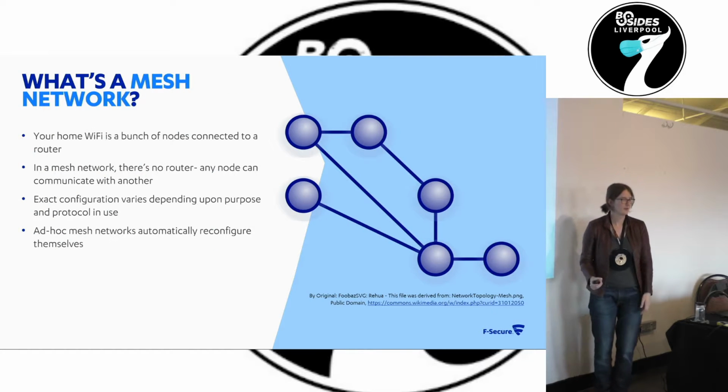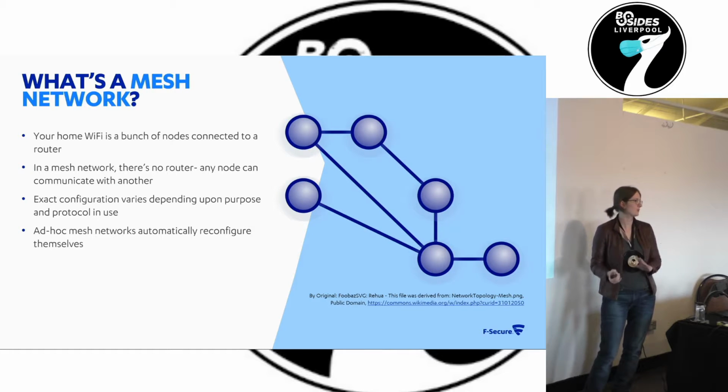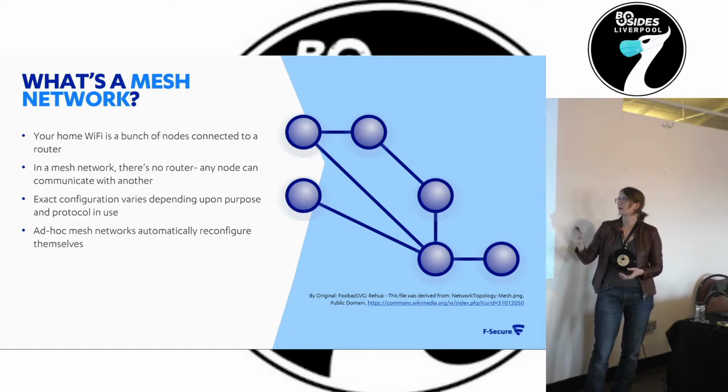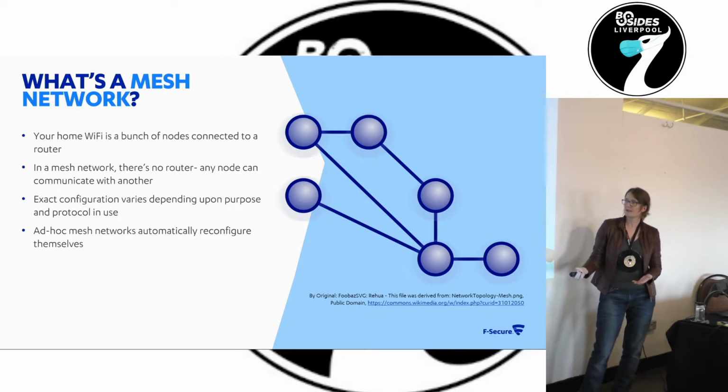So first up, what's a mesh network? With your home Wi-Fi, you normally connect your phones, laptops, etc. to a router. There's one central device that all of your traffic will go through. In a mesh network, you've got none of that. Any device can talk to any device. They can be configured in lots of different ways, like we've got this diagram here, where they're kind of chained together. So if you want to get to this node in the bottom right, you've got to go through the one next to it, which connects to the other ones. The exact configuration depends on what you're going to be using it for.